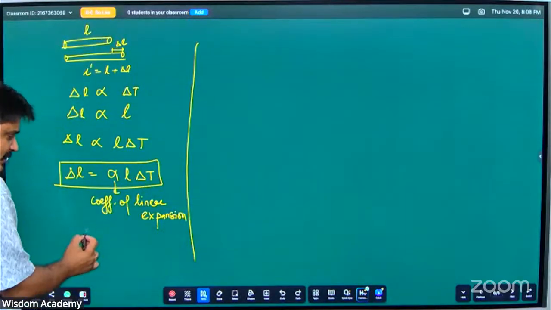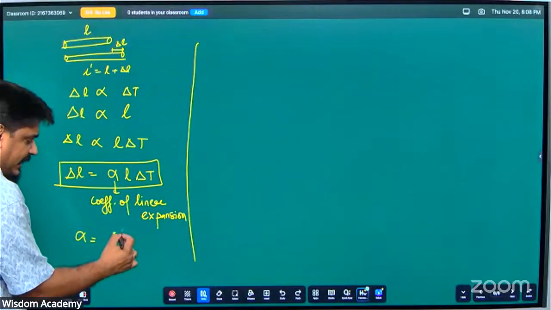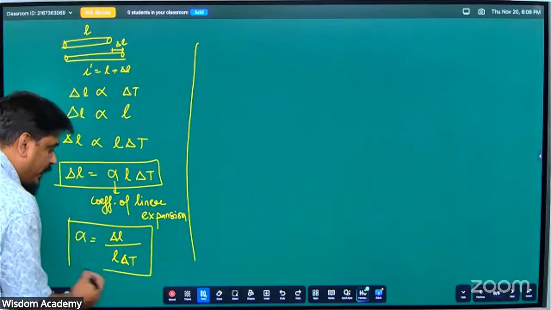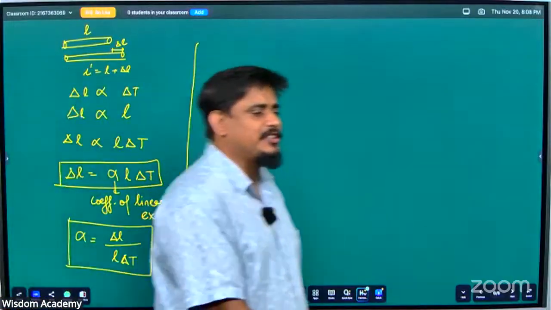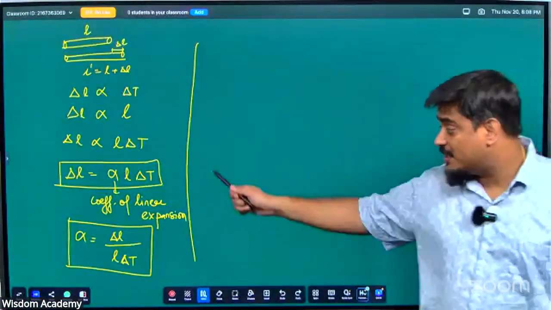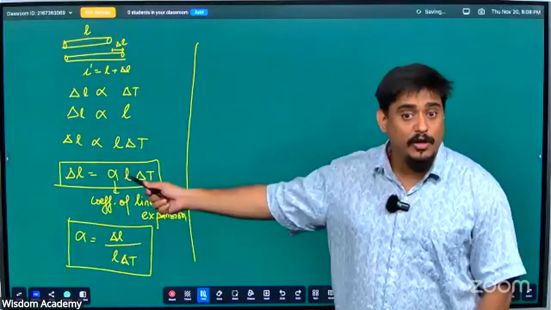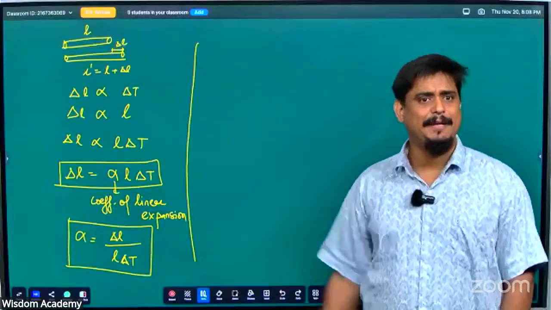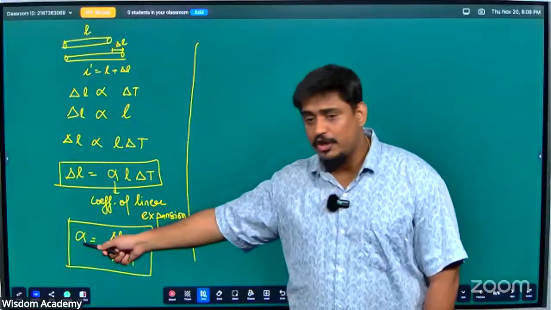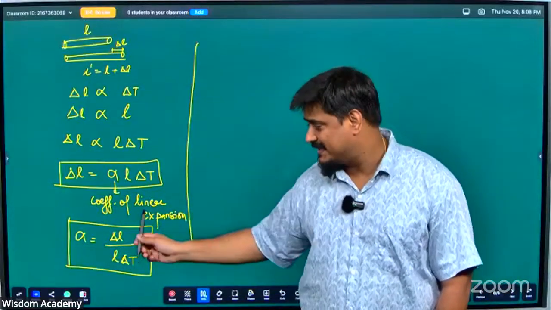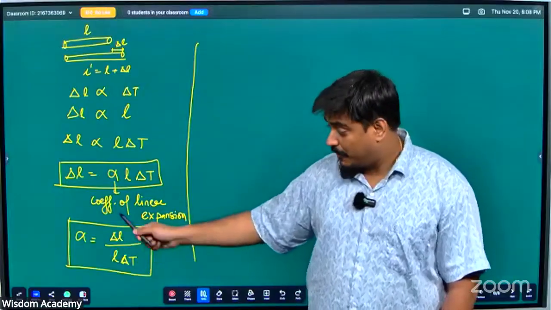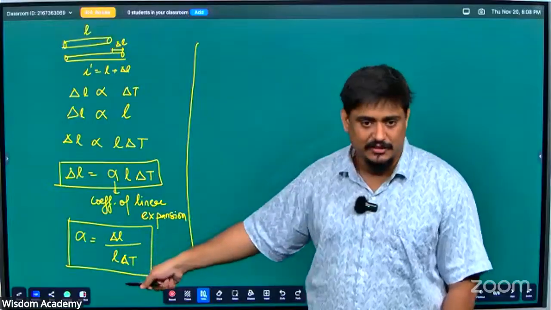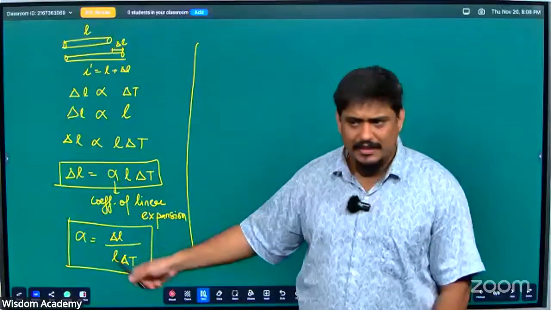And if they ask you to define alpha, alpha is defined as delta L by L delta T. It means the coefficient of linear expansion is defined as change in length per unit original length per degree rise in temperature. I'll repeat this. Coefficient of linear expansion is defined as change in length per unit original length per unit rise in temperature. Is it clear to you? Same way, I'll give time for writing.